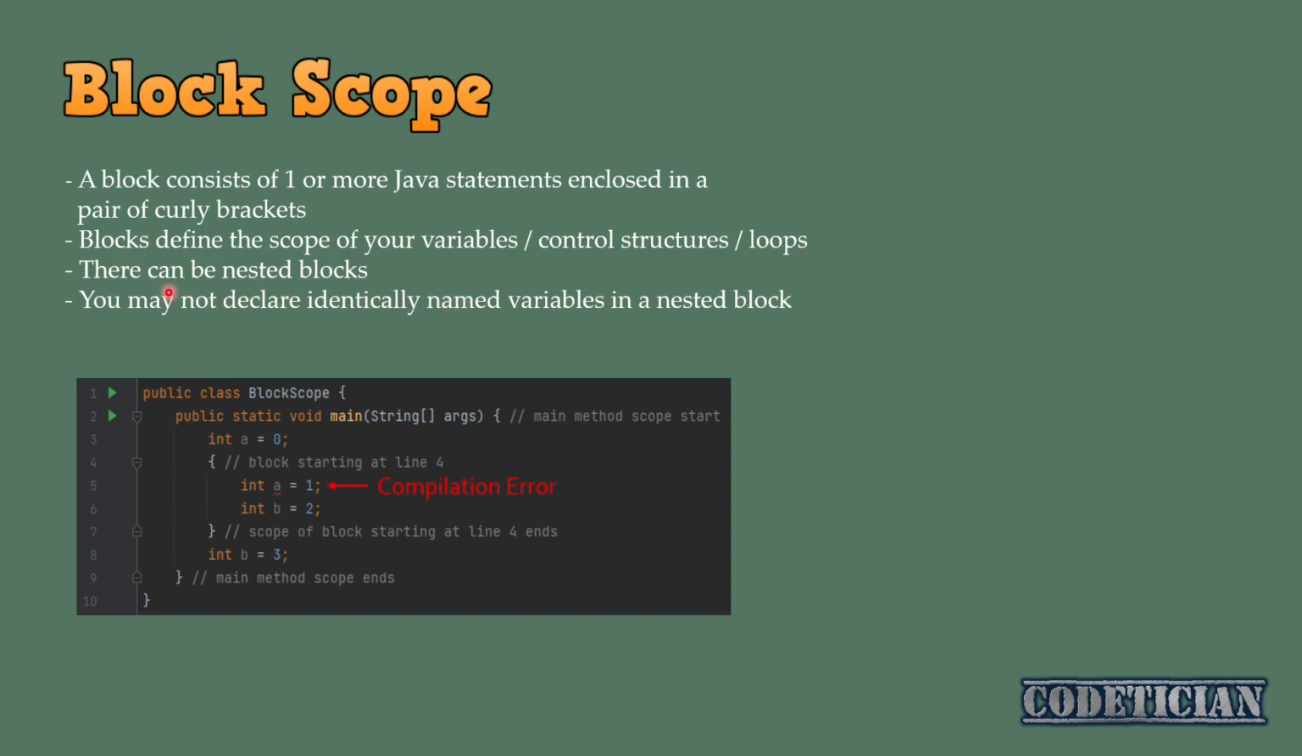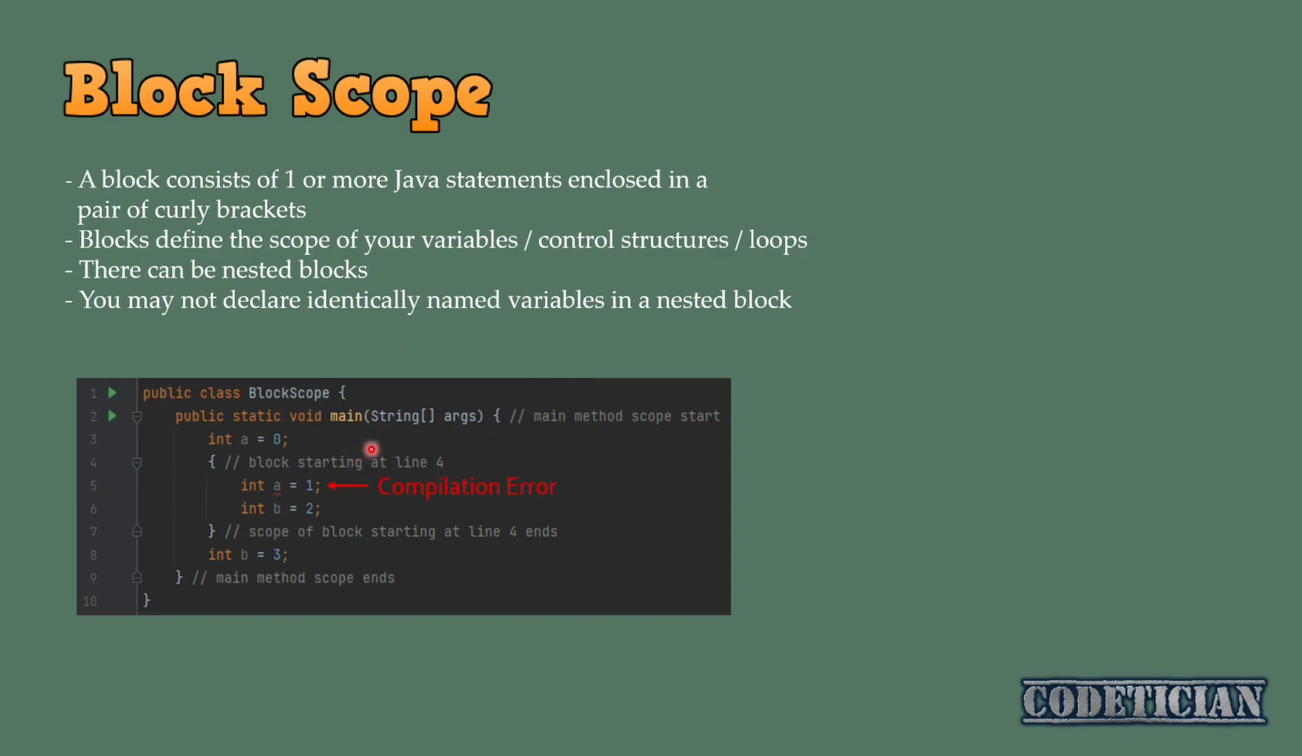Now the third point is that they can be nested blocks. What does nested blocks mean? You can have one block inside another block. In these nested blocks, you may not declare identically named variables. Now, all these four points, let's see in the code.